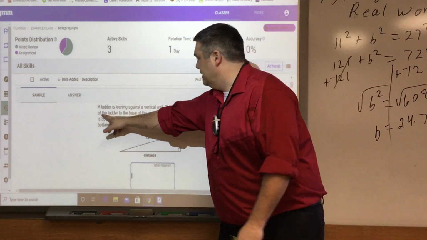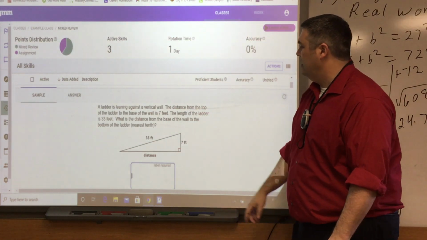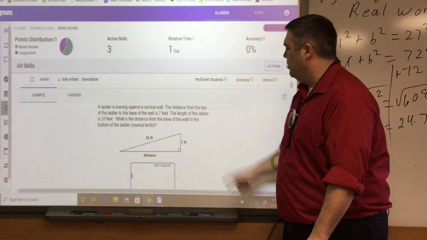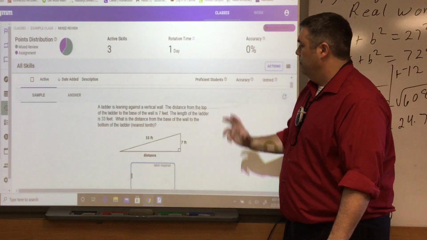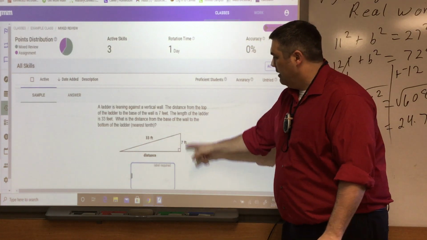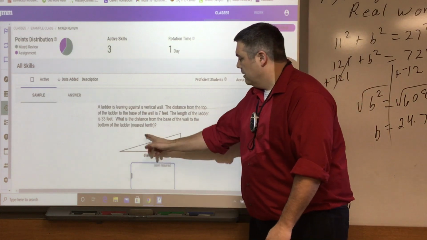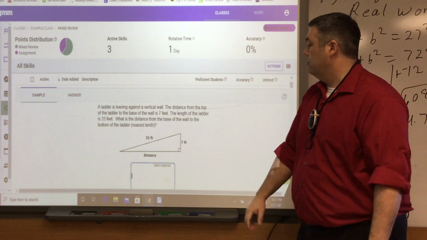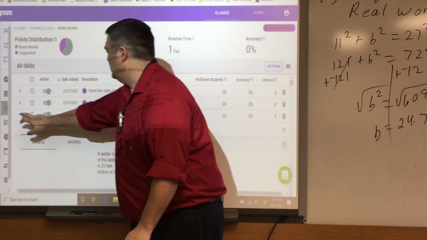Oh, here's a ladder leaning against a vertical wall. The distance from the top of the ladder to the base of the wall is 7 feet. The length of the ladder is 33 feet. What is the distance from the base of the wall to the bottom of the ladder? So here they gave you a diagram, but pay attention to what they gave you up there. They gave you the ladder, they gave you the wall, they want to know the distance from the two, okay? So they gave you the hypotenuse, they gave you the legs. Once you get that, you can do this problem, no problem. All right, we're going to move up, we're going to do one of these other ones.